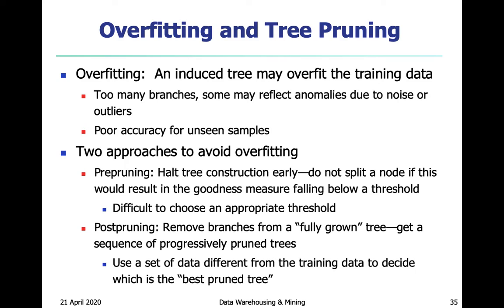So how does tree pruning work? In pre-pruning, the tree is pruned by halting its construction early, as I told you, by deciding not to further split or partition the subset of training tuples at a given node. Upon halting, the node becomes a leaf. The leaf node holds the most frequent class among the subset tuples or the probability distribution of those tuples.